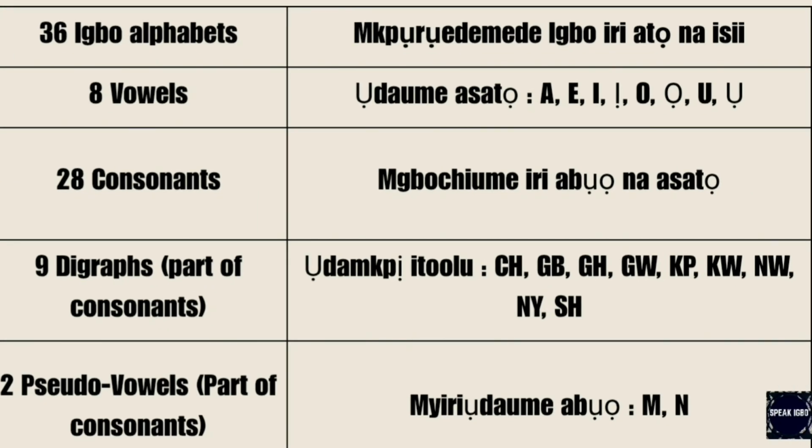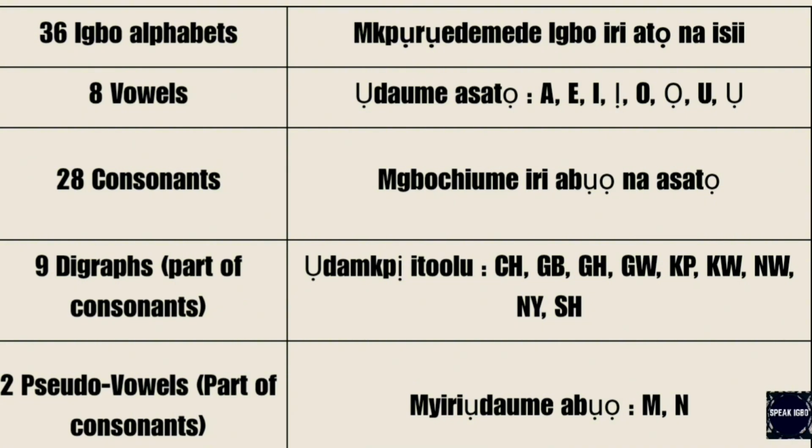The Igbo alphabet has 8 vowels. That is Udume Asato: A, E, I, O, U, and others. 28 consonants, known as Mbochiume, Iri na Asato. 9 digraphs, which are part of the consonants, Udampe Itoolu, as shown on the screen.